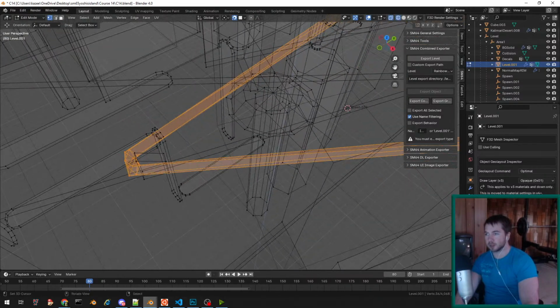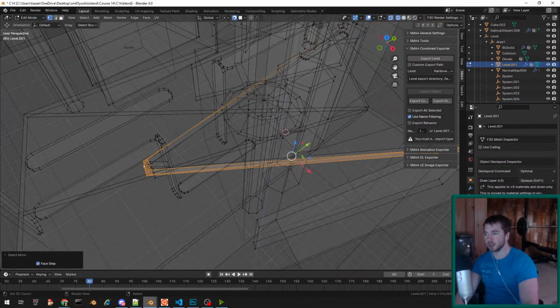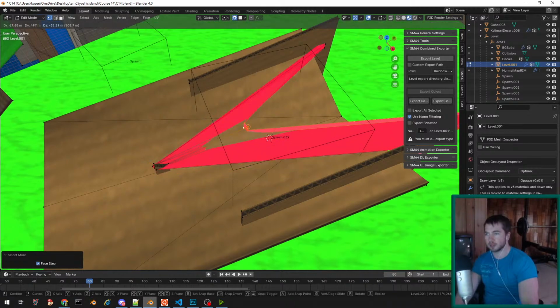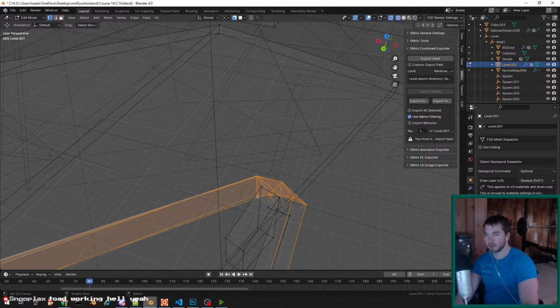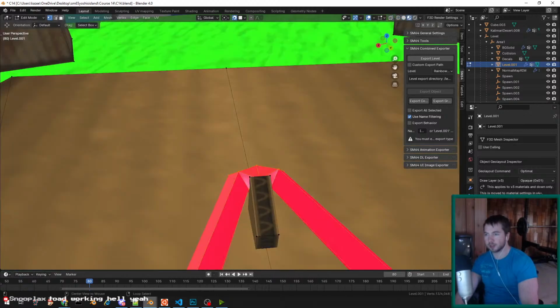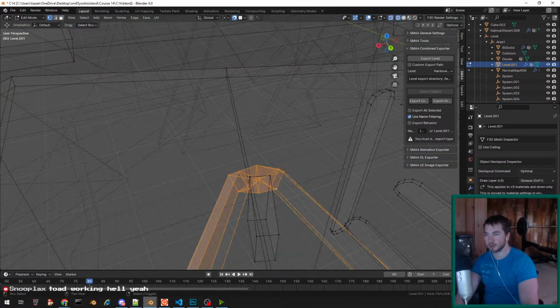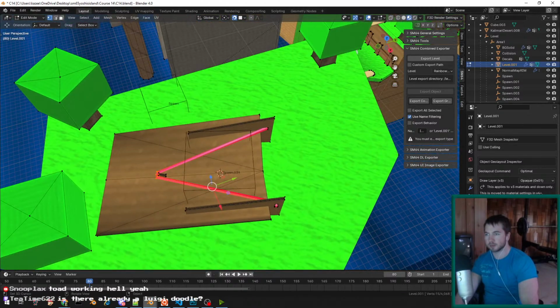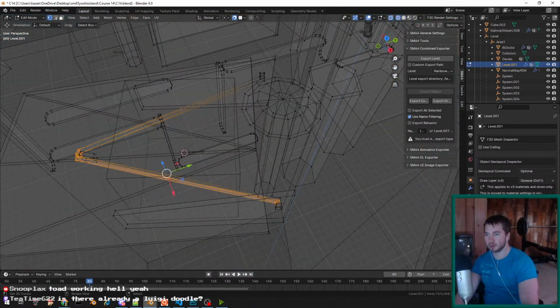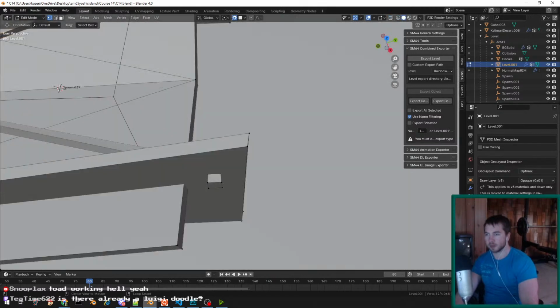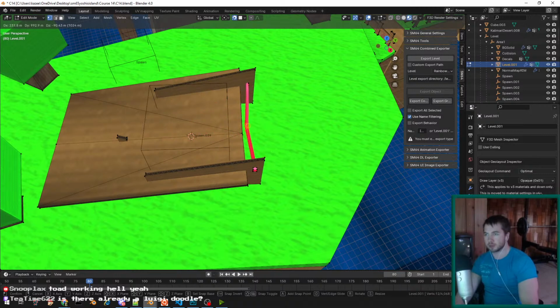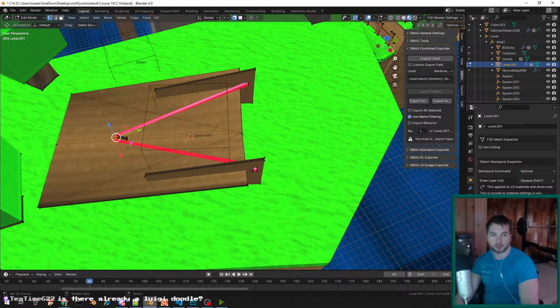Maybe our easiest option would be to just add an animation bone here and have this fly forward like that. Actually, yeah, that's almost definitely the easiest way to do it. Then it just flings back.